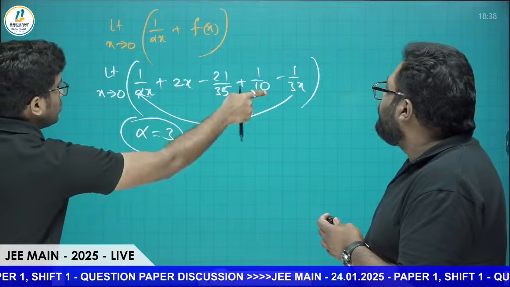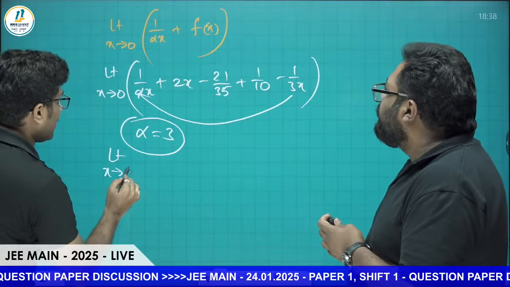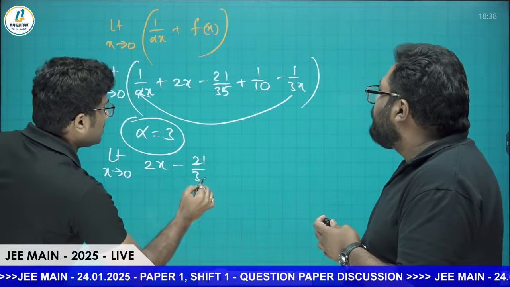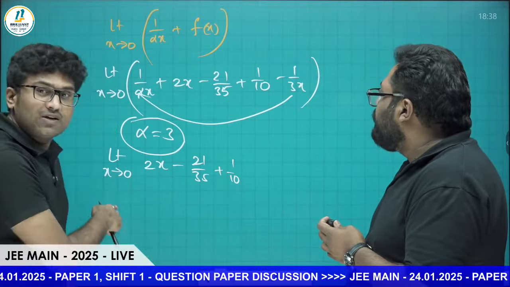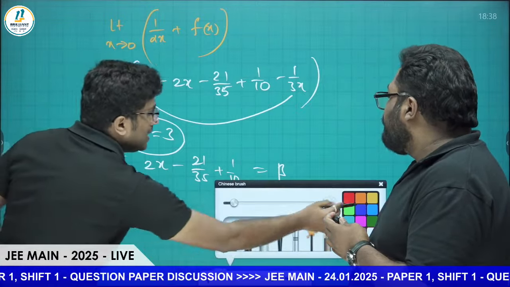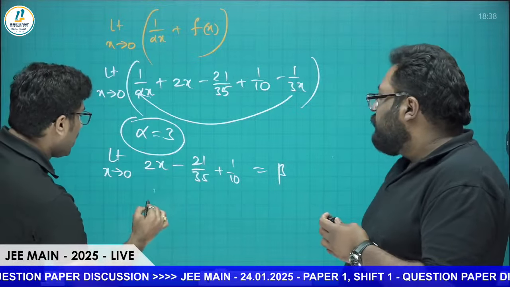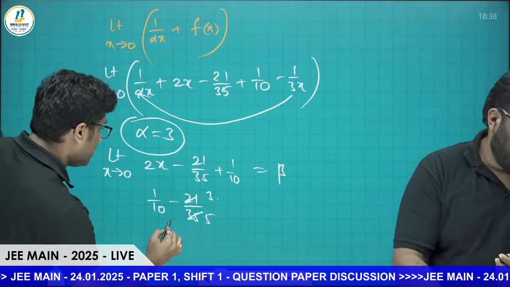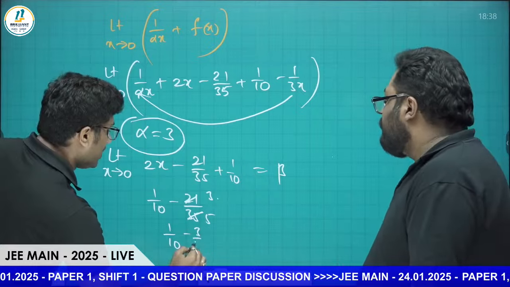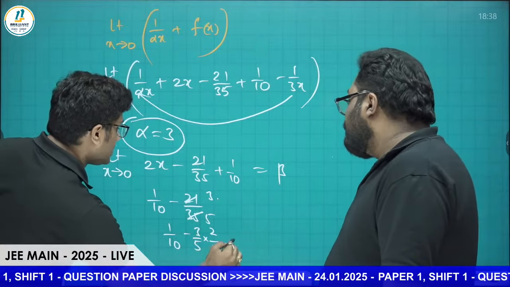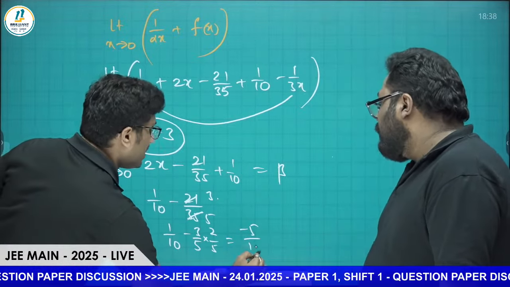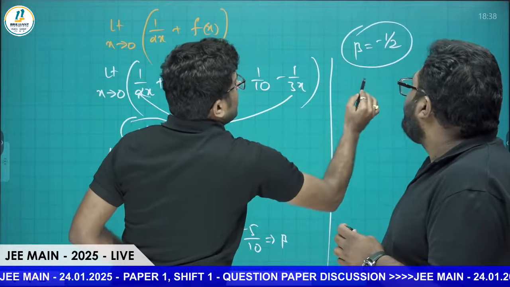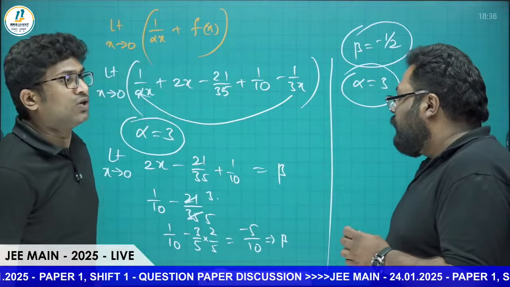Now once alpha is equal to 3, we will be eliminating the 1 by x terms. So we'll have 2x minus 21 by 35 plus 1 by 10. Now put x equals to 0. So this is the value of beta. 1 by 10 minus 21 by 35, which is 7 fives are 35, 7 threes are 21, so 1 by 10 minus 3 by 5, which is 1 minus 6 over 10, that is minus 5 divided by 10. Beta is equal to minus 1 by 2. So we got alpha is 3 and beta is minus 1 by 2.